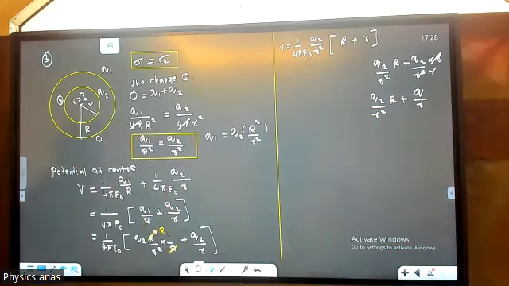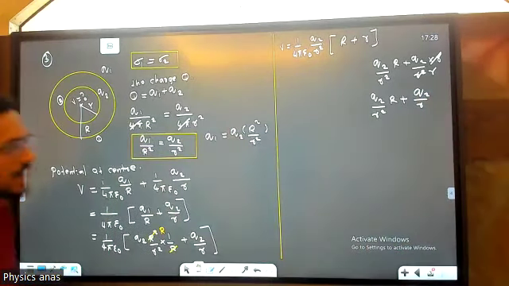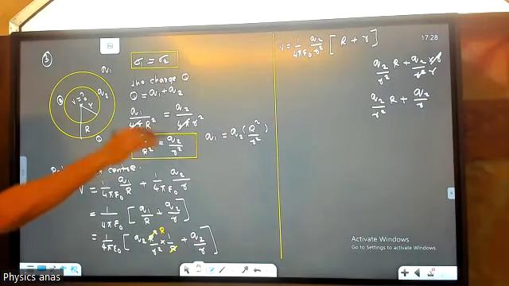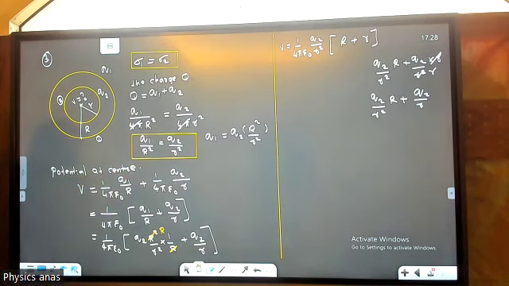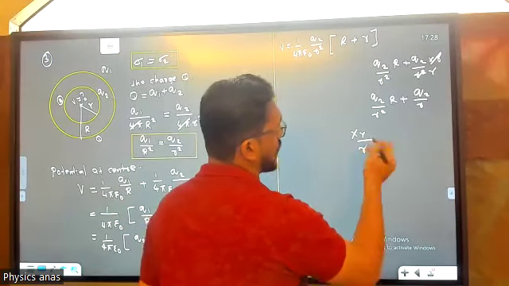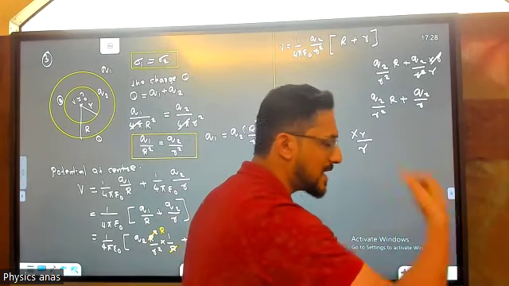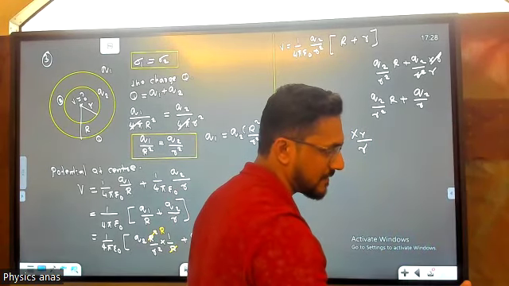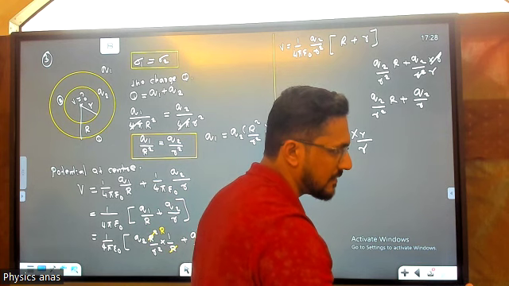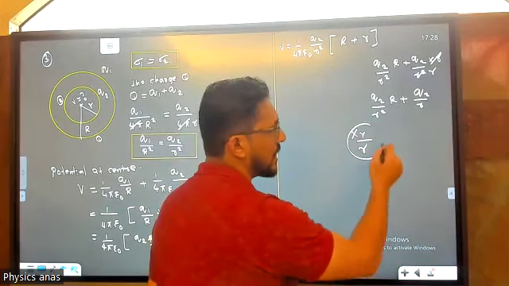Isn't it the same thing? Q2 by R square into R plus Q2 by R. Are they the same thing? Yes, sir. That's actually the mathematical operation happening here, into R divided by R.